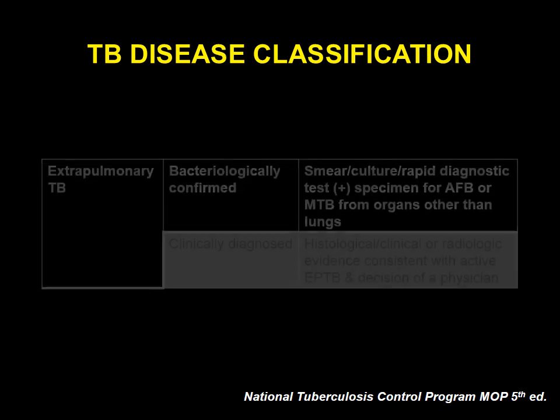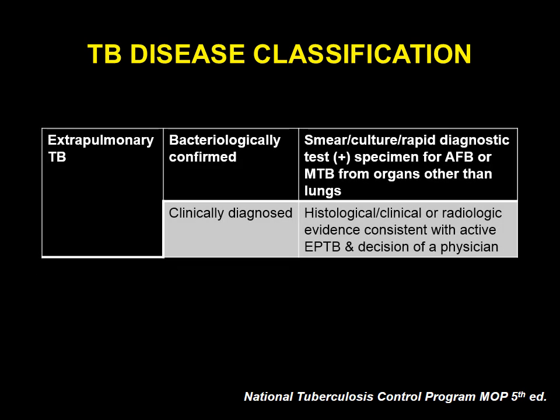For EPTB, can either be bacteriologically confirmed, positive specimen for AFB either by smear, culture, or Gene Expert. Clinically diagnosed, histological, clinical, and radiologic evidence consistent with extrapulmonary TB, and the decision by the physician to treat with anti-TB drugs.